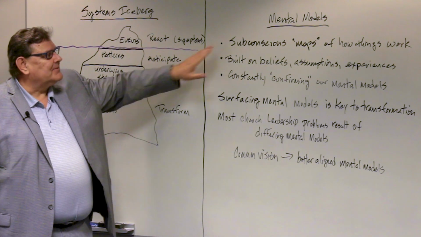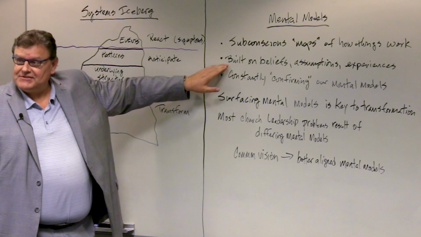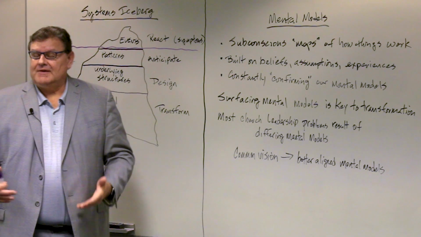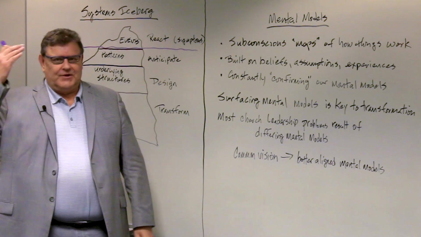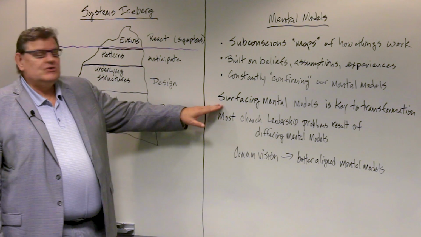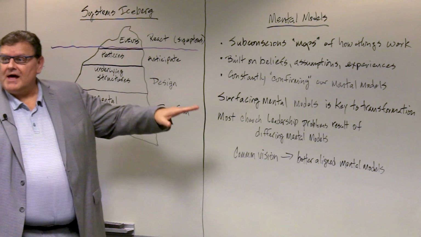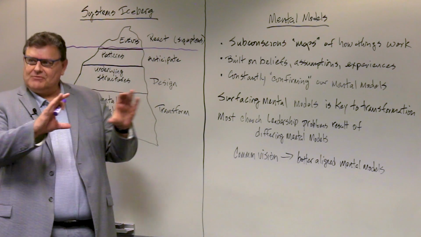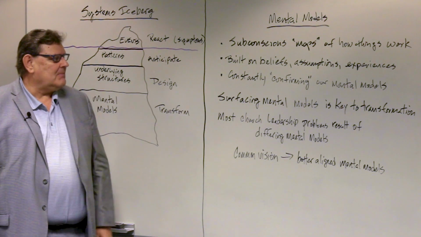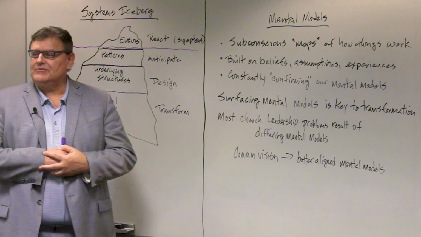So they're subconscious maps built on our beliefs, assumptions, values, and experiences. We're constantly confirming them subconsciously. It's not something we're doing intentionally or consciously. So the key to addressing the level of mental models, in other words, that base transformational level of a social system, is to surface our mental models. That's the key to transformation.